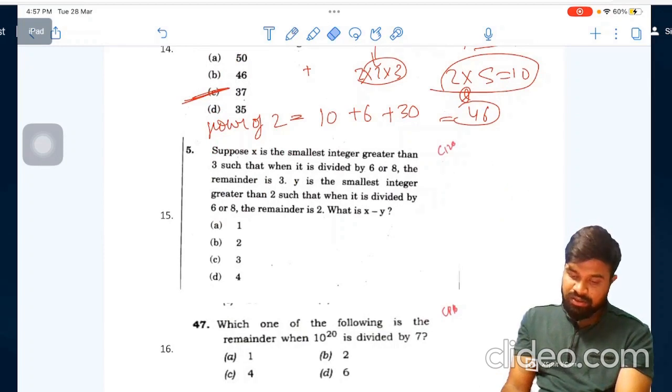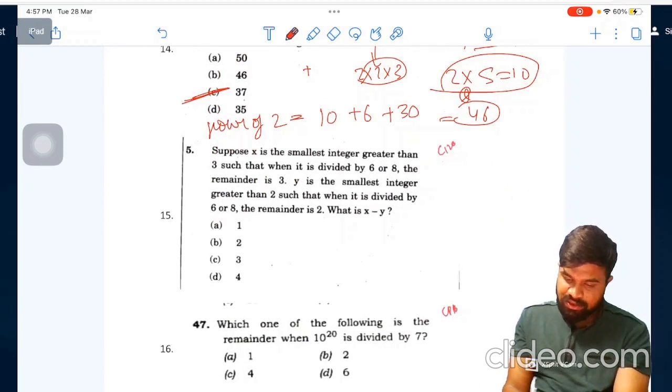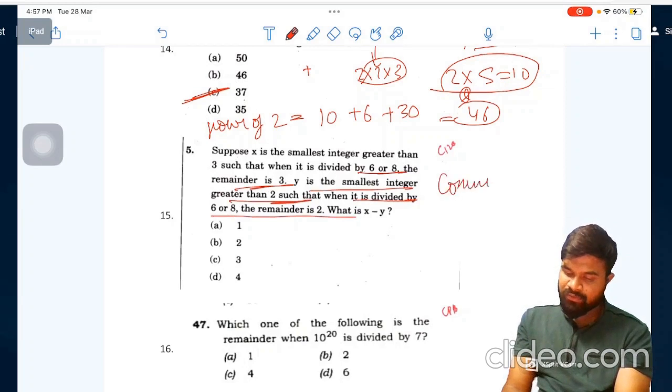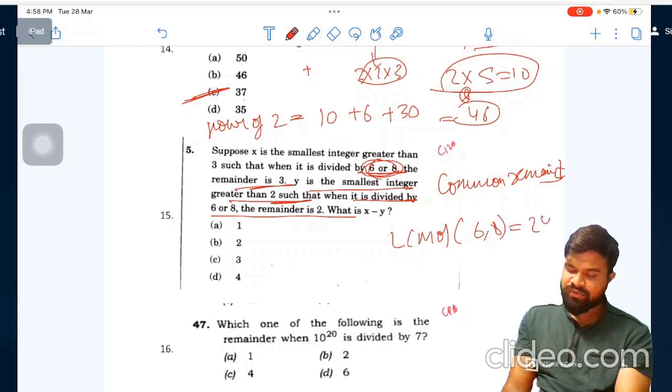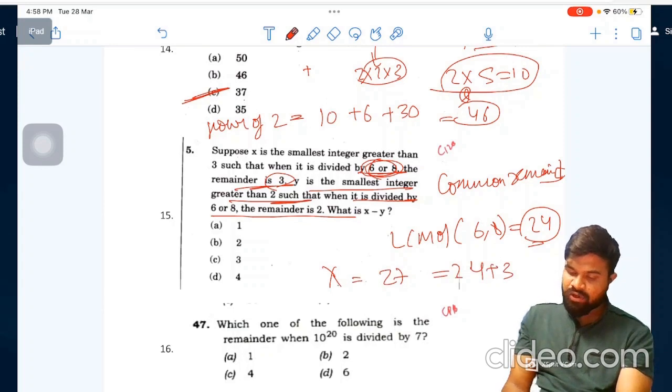Now next question. Suppose x is the smallest number greater than 3, such that when it is divided by 6 or 8, the remainder is 3. Y is the smallest number greater than 2, that when it is divided by... See, this is again the common remainder problem, for 6 and 8. So the LCM of 6 and 8 is 24. Now, if the remainder is 3, the number will be 27, that is 24 plus 3, as I've already told you. When the common remainder is 2, the number will be 26, that is 24 plus 2. X minus y they have asked, that will be 1.